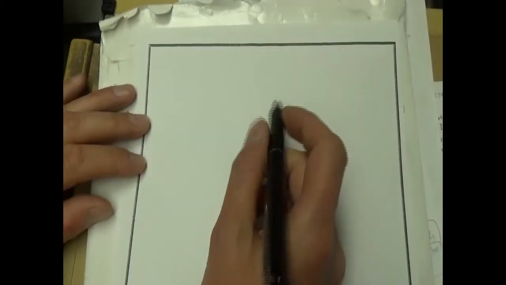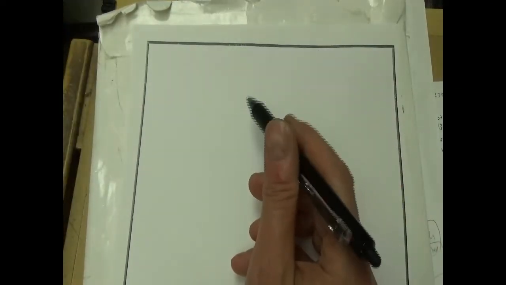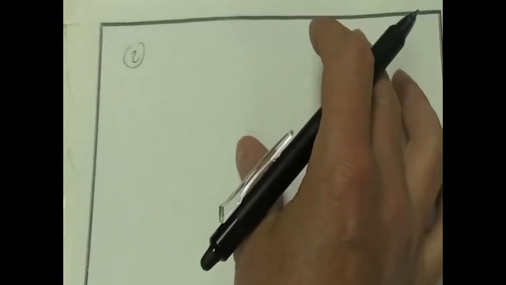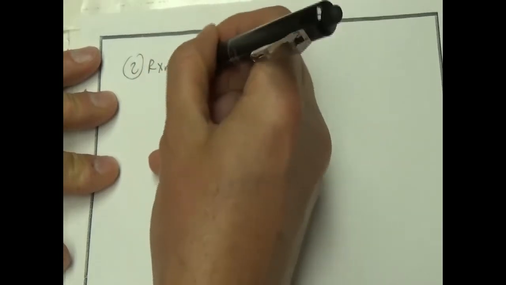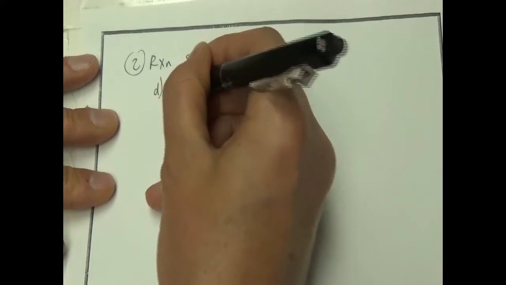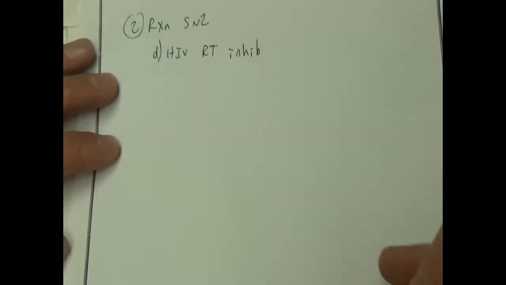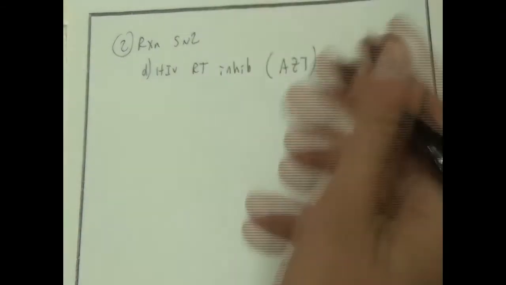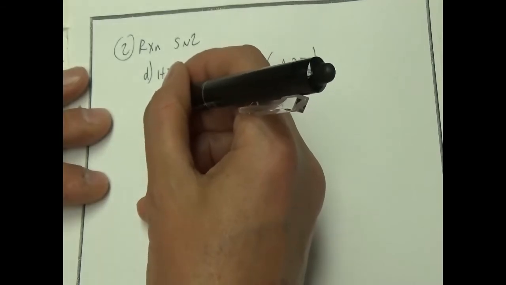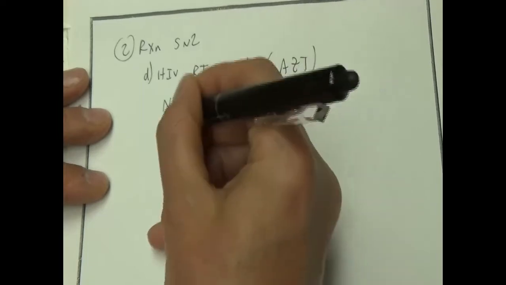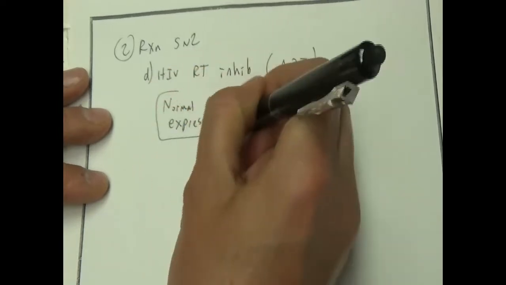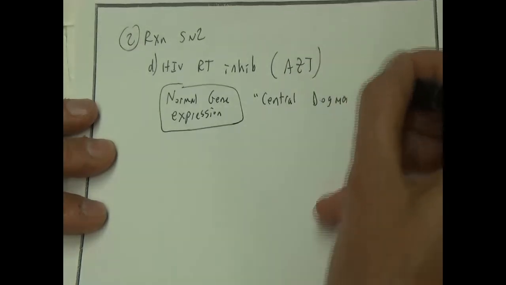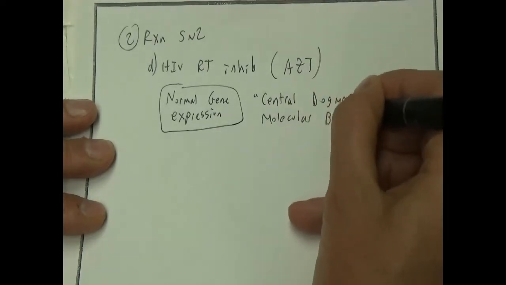All right, so a little bit of biology on gene expression and RNA viruses and retroviruses. We're still in this little tour based on chemistry, the SN2 reaction, and we're on D now, which is HIV RT inhibitors, like AZT. So let's talk briefly about how genes are normally expressed, like in mammals. Normal gene expression. This is also called the central dogma of molecular biology, which you've probably heard a lot about in your basic biology courses.